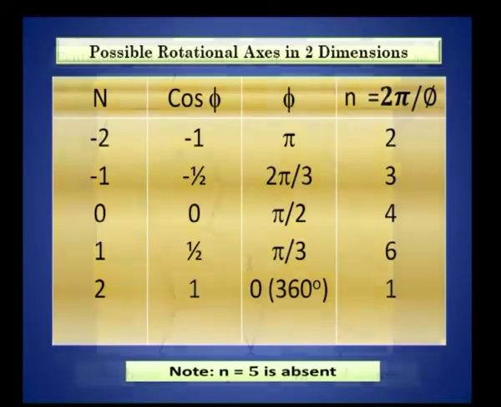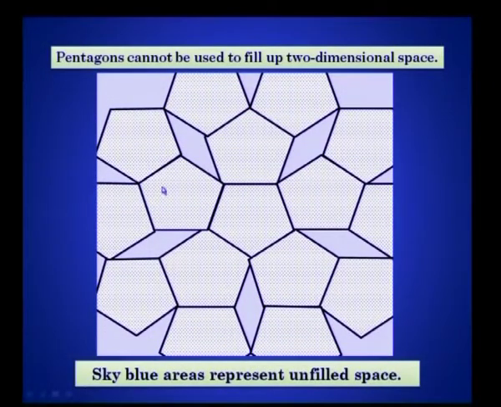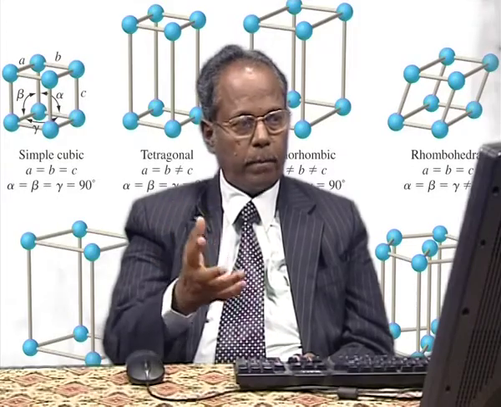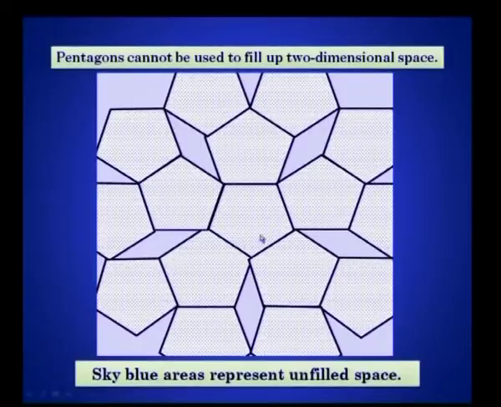It means that pentagons cannot be used to fill up 2 dimensional space, or in other words, by stacking pentagons. You got a pentagon here, right, 1, 2, 3, 4, 5, a 5 sided element, pentagon. By stacking pentagons side by side, when you try to stack pentagons side by side, what you find is that there are empty spaces left. Okay. The sky blue areas represent unfilled space, right.